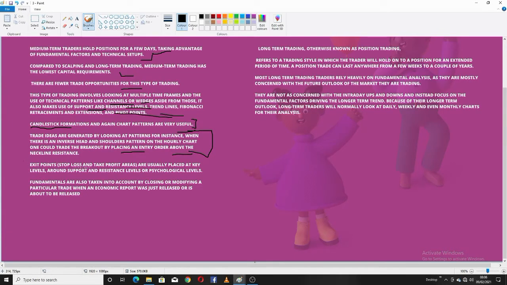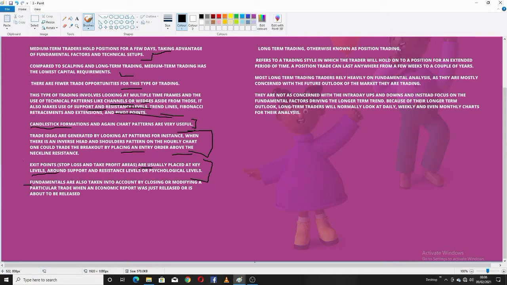Exit points, stop loss and take profit areas are usually placed at key levels around support and resistance levels or psychological levels. So for take profit and stop loss, we are using levels that are clear, like support and resistance, reversal levels, and all those levels.